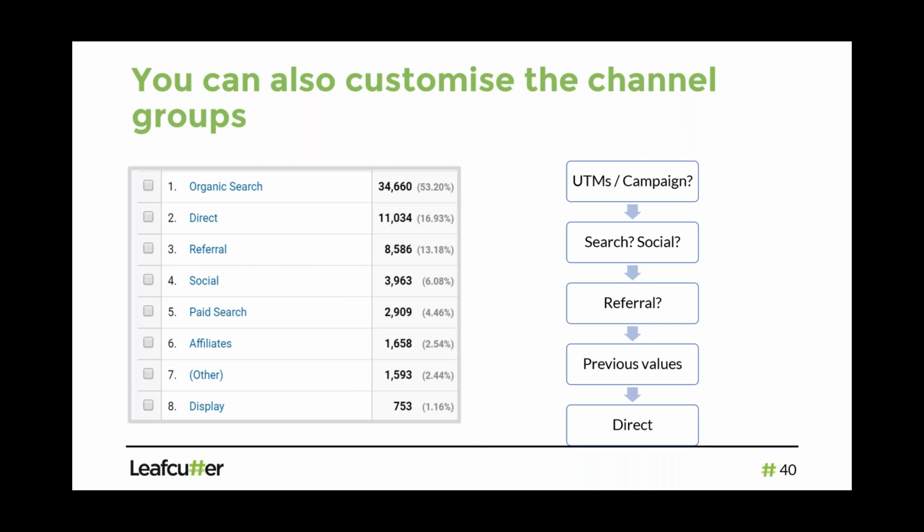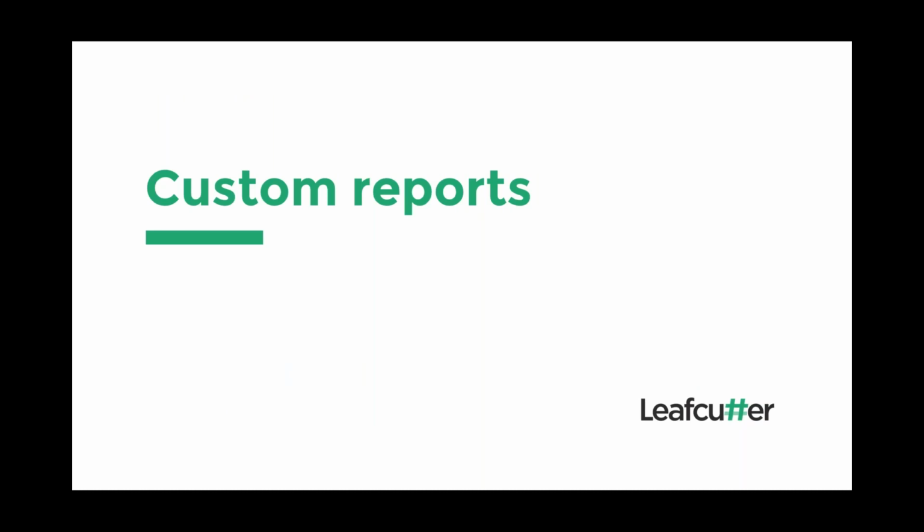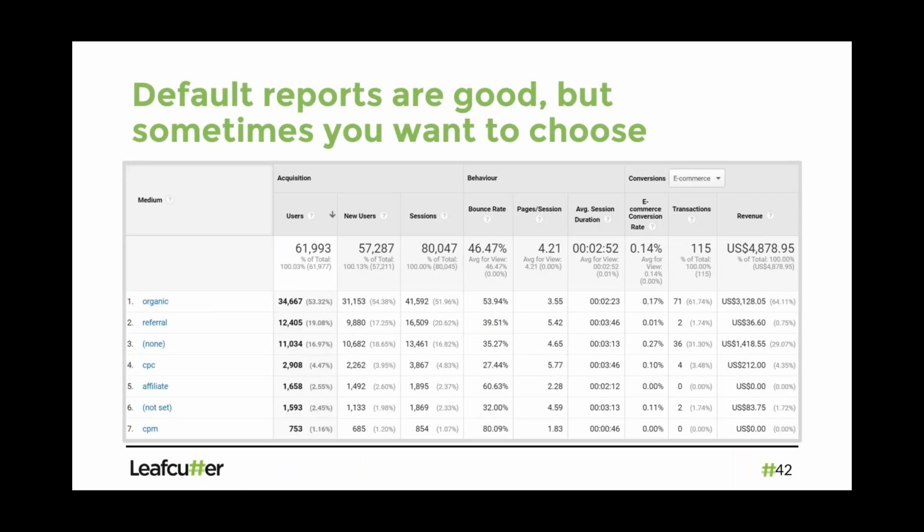Okay, let's keep going. So, custom reports. What you've probably already been looking through is a lot of the default reports in Google Analytics. They're good, but sometimes you might want to see a different grouping of metrics. That's really the benefit of custom reports. You can choose what the dimension is and what the metrics are that you want to see on the page.